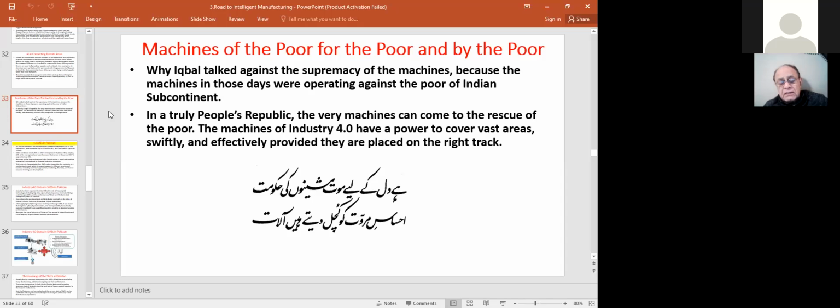And that is why Iqbal really raised his voice that machines are working against us.